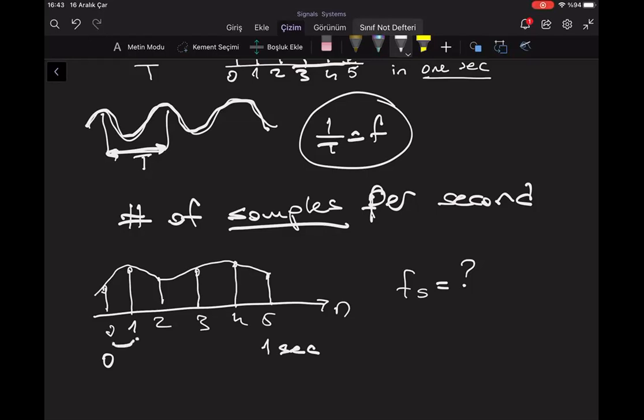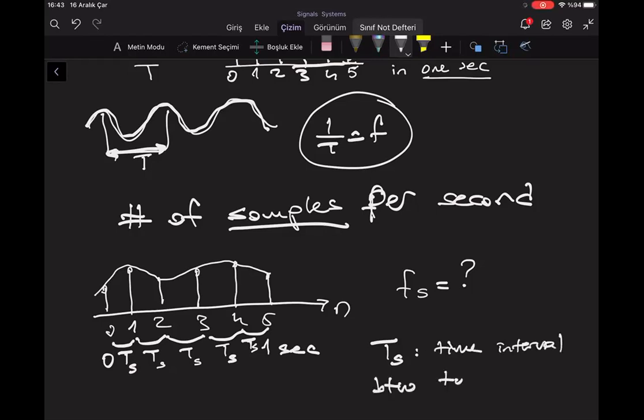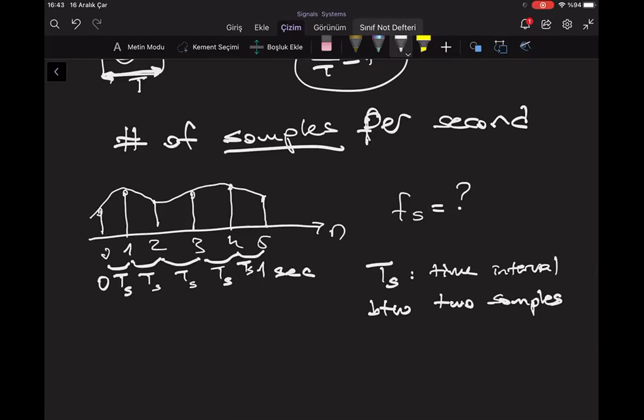1 interval here, another one here, another one here, another one here, another one here. So I have one period here, another period, another period, another period. I will call them TS, and another period. TS means the time interval between two samples. So how many TSs do I have? 5. 1, 2, 3, 4, 5.